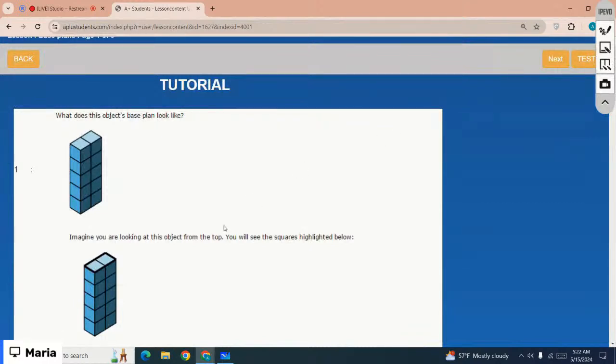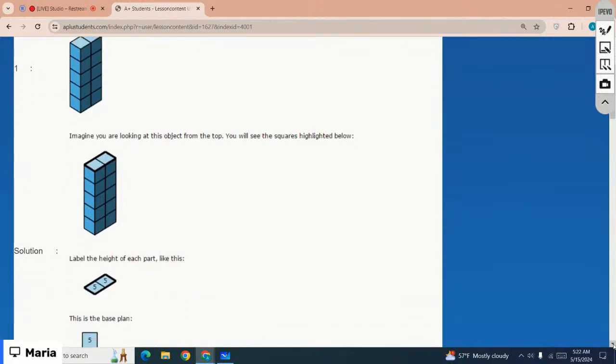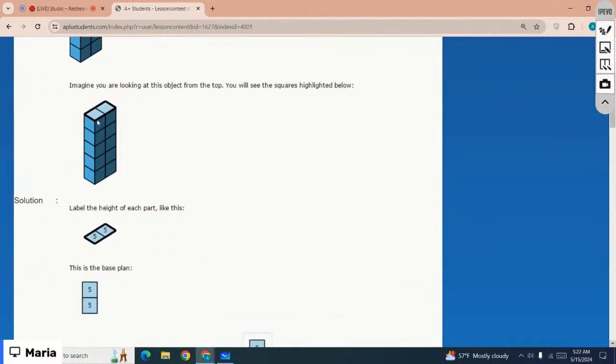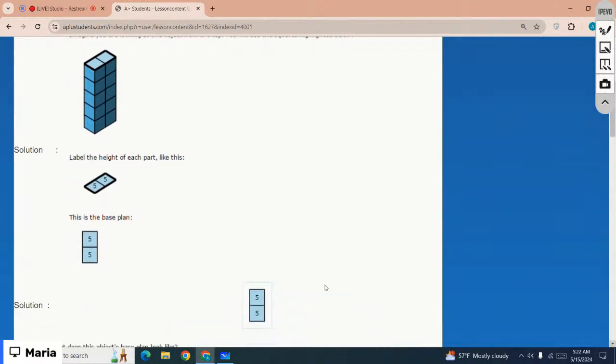Okay, the object where you can see the top like this, right? So label the height of each part like this. You have one, two, three, four, five. So that would be 5 and 5. So the base plan looks like this. You have 5 squares, right?